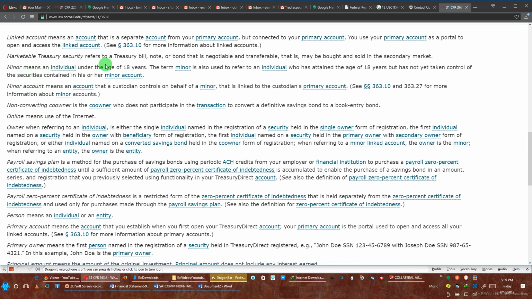Anyway, pay attention. Minor means an individual under the age of 18 years. The term minor, it's a term, people. It's not a name. It's not an adjective. It's a term. The legal term minor is also used to refer to an individual, another legal term, who has attained the age of 18, but has yet to take control of the securities contained in his or her minor account. That's what it says.